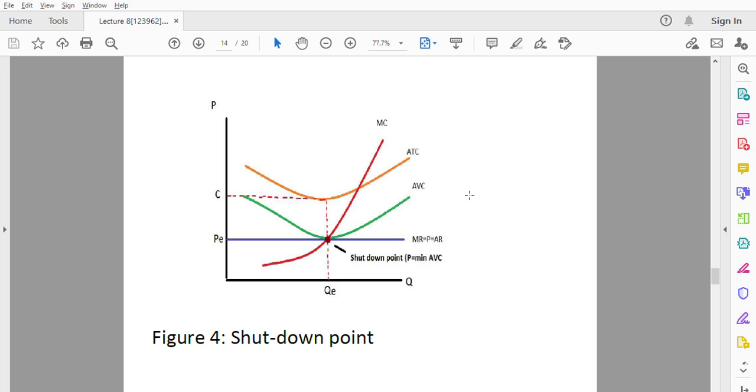Now, if a firm is not producing at all, it will still be paying rent. So if you are not producing at all, you will still be incurring the average fixed cost, but your average variable cost will be zero.